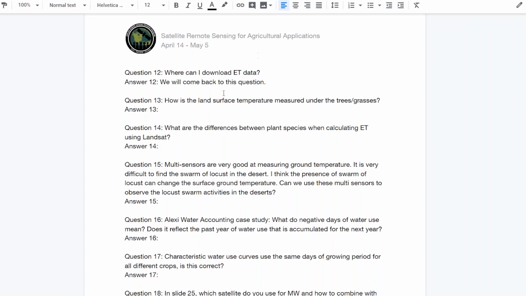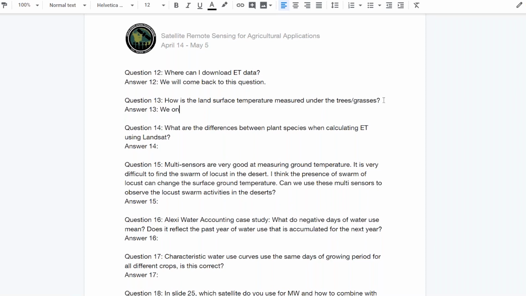Great. And question 13: how is the land surface temperature measured under trees and grasses? Well, we don't really. If you take a two-source energy balance model, we're really looking at the temperature of the bare soil component and then essentially the canopy.